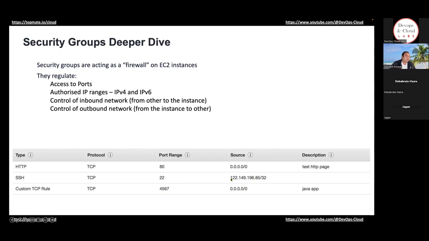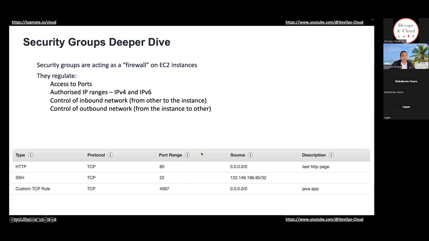And when you have a /32, that means only one IP address. So only the IP address ending in this is one IP address. So only this machine will be able to SSH via port 22. Right? Any questions on this one? So, what a security group is?